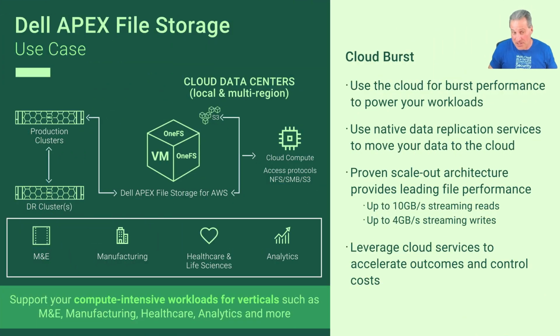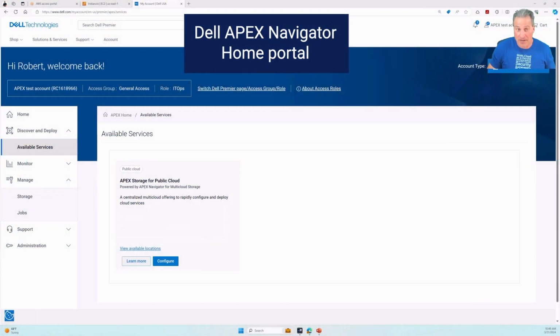But first off, some use cases: manufacturing, healthcare, life sciences, analytics, maybe some AI and ML model training. That's a lot to think about right now. Everybody's talking about it and how we can do it more efficiently. Dell comes to the table with some really great opportunities to bring that all together, bring all your files, all your data to one place. NFS, SMB, and S3 coming very soon as part of APEX File for APEX Navigator. Let's take a look at the deployment.